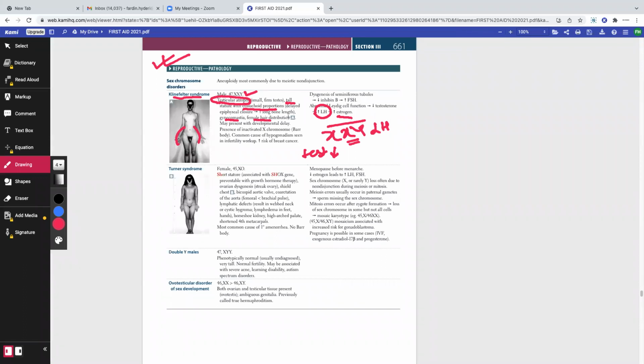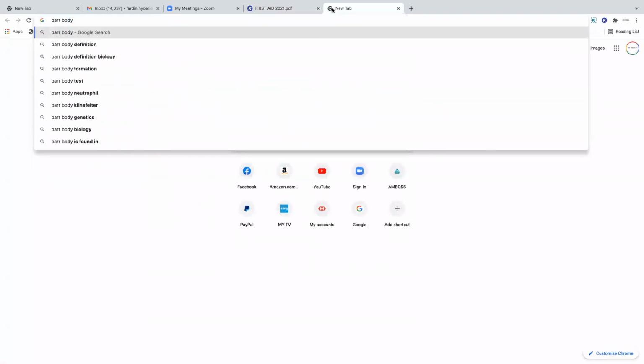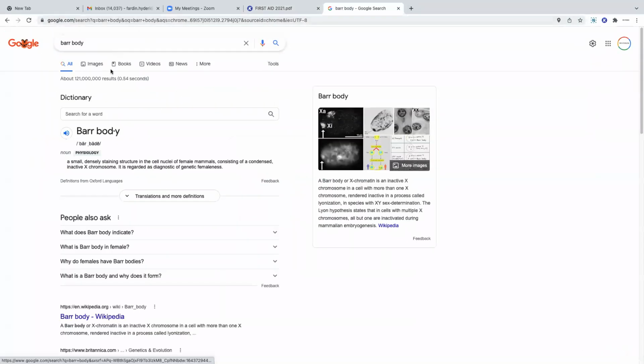And female hair development. They may also present with developmental delay, and the presence of an inactivated X chromosome is known as a Barr body. So in these patients, we can see Barr bodies. Let me just show you over here very quickly how a Barr body looks like. What is a Barr body? Can anyone tell me? What is a Barr body?